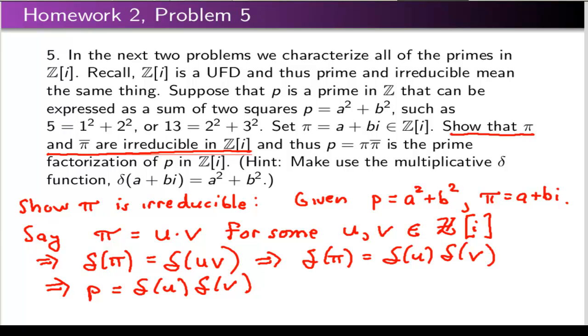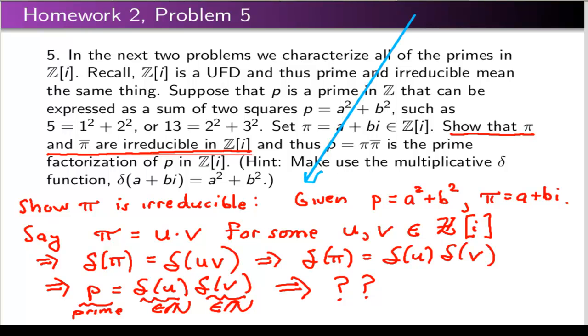Now p is a prime in the integers. This is a natural number. This is also a natural number. So everything going on is in the natural numbers. So I have a prime is a product of two natural numbers. Well, what does that tell you? And think about, what is my goal here? My goal is to show pi is irreducible. So once again, we want to prove that either u or v must be a unit in the Gaussian integers. And what are the units in the Gaussian integers?